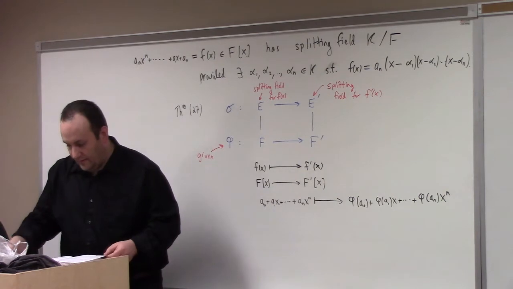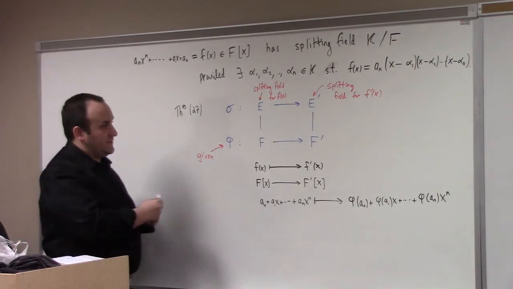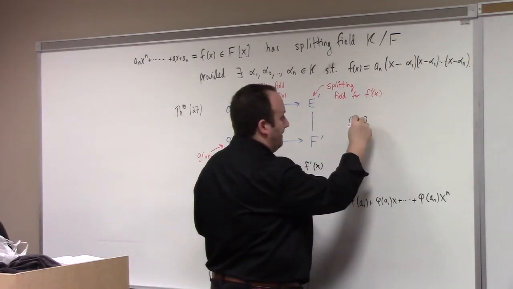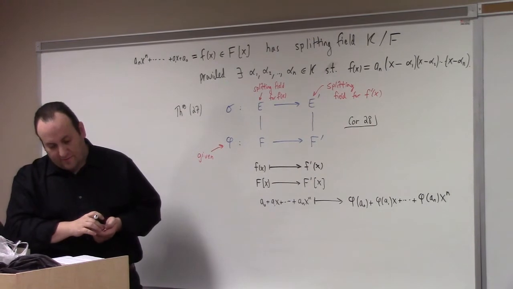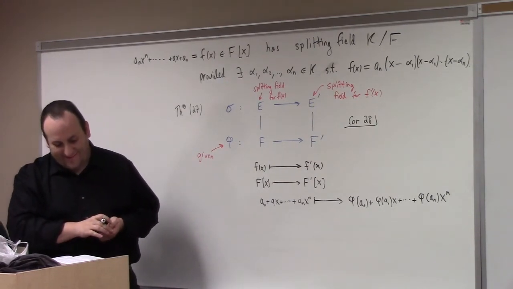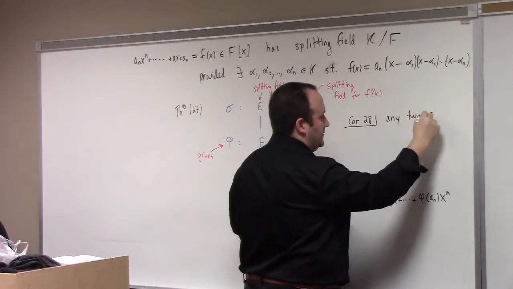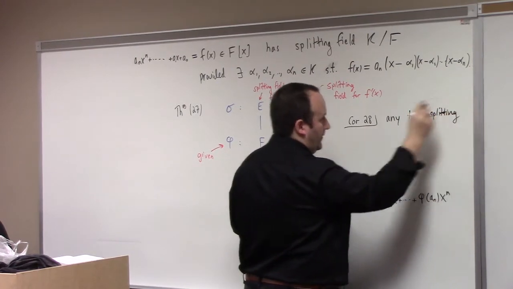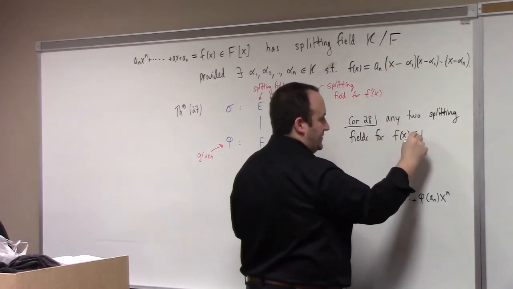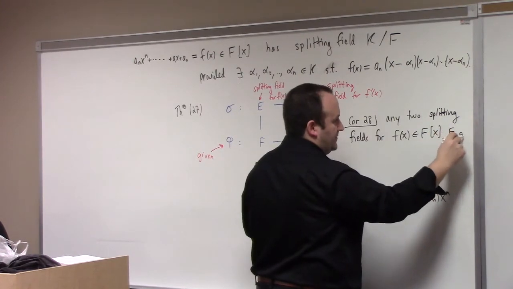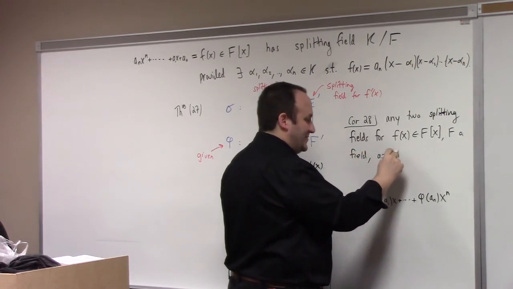And then the corollary is perhaps as important as this theorem, corollary 28. Corollary 28 tells us that any two splitting fields for a polynomial f of x over F, sorry, are isomorphic. Any two splitting fields for f of x in F[x], F a field, just in case you thought F was something else, are isomorphic.